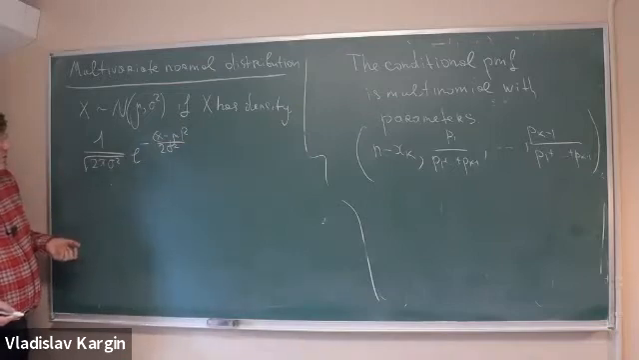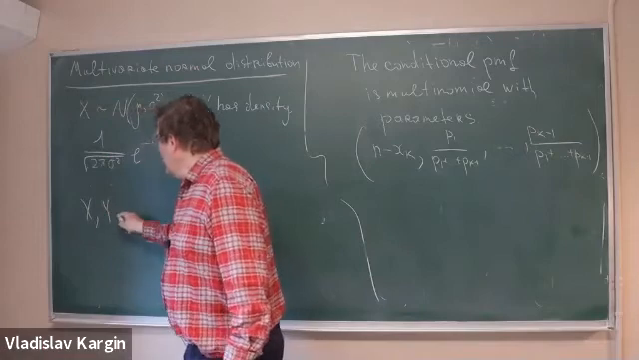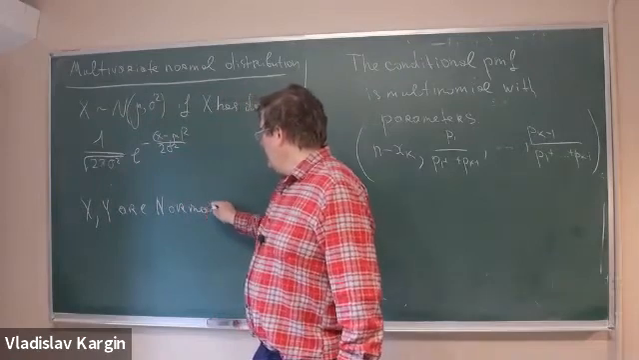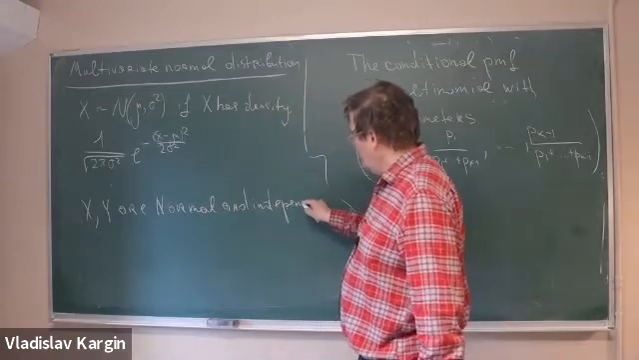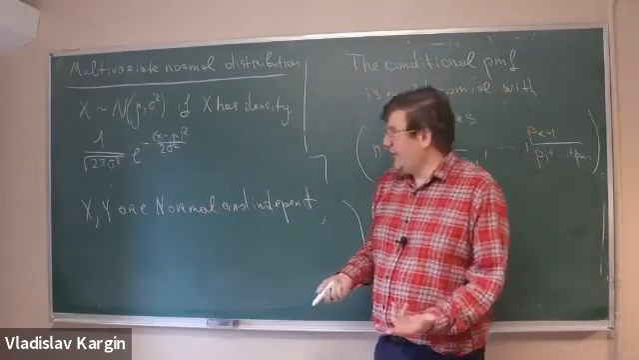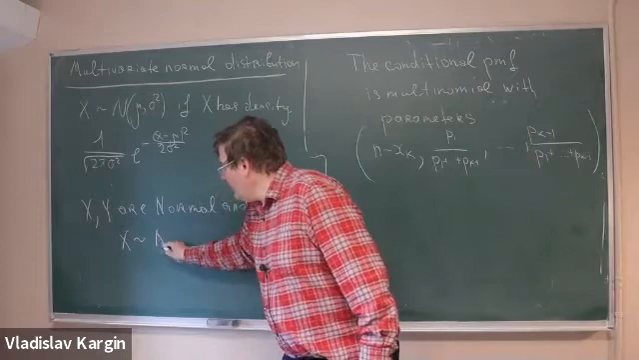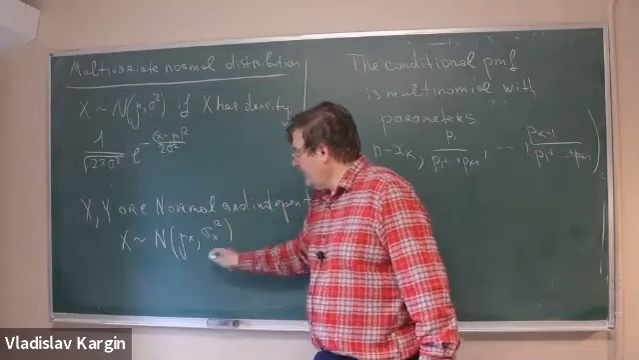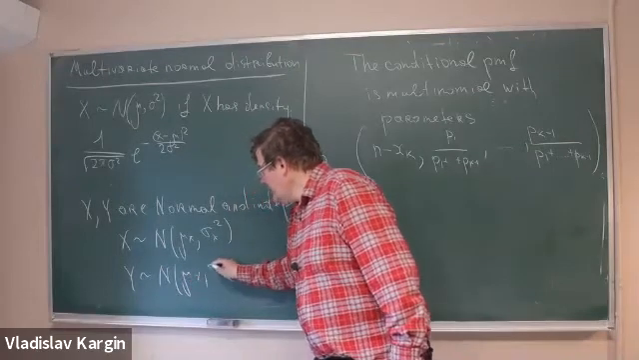important distribution. And so now, let us think about what happens if x and y are normal and independent. First of all, let us look at the case when they're independent. So x is normal with mean mu x and variance sigma x squared, and y is normal with mu y and sigma y squared.